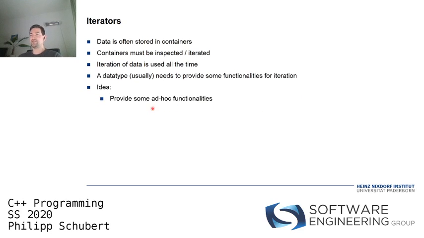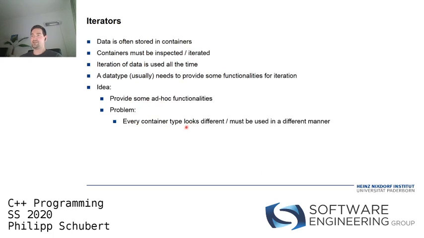The idea here is to provide some ad hoc functionalities. I mean, other way around, sorry. So the first naive idea is, just provide some ad hoc functionalities to inspect your own container. But then you have a problem, because if you do that for every container that you implement, every container looks different and must be also used in a different manner, which is really tedious to program in. So the solution is to specify a common concept called iterator. So iterators are just a concept. And so what you do is you specify a concept called iterator that can or must be implemented then by your containers.